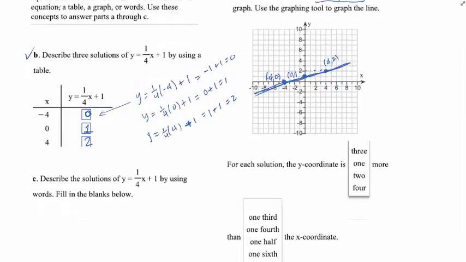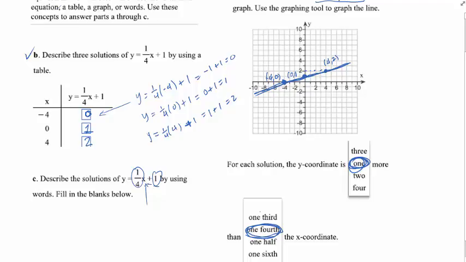And then here it says describe the solution by using words and fill in the blanks. For each solution, the y-coordinate is something more than something of the x-coordinate. Well, the more than business is this one, I think. So we say it's 1 unit more than, and then something that's being done to the x-coordinate. This is your x-coordinate, and it looks like we have a 1/4 there. We have a 1/4 times the x-coordinate.